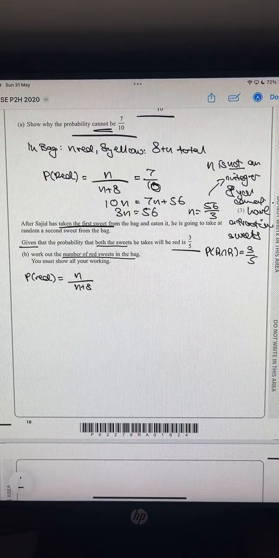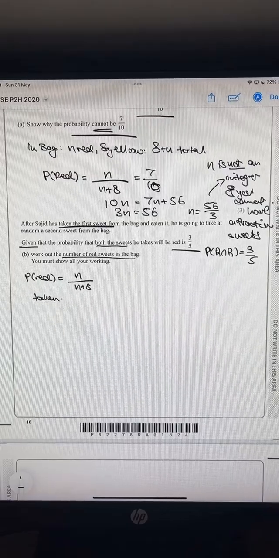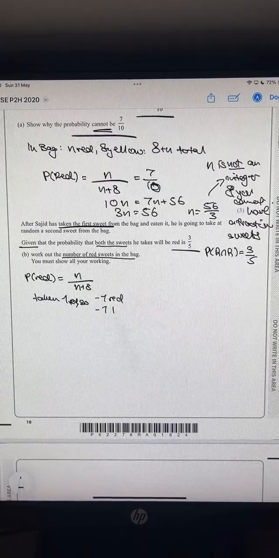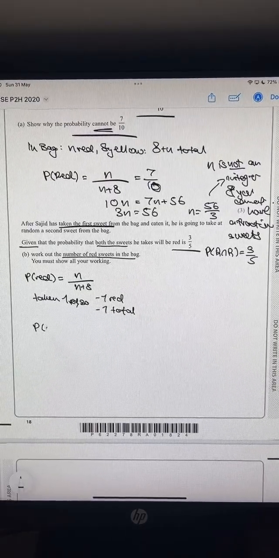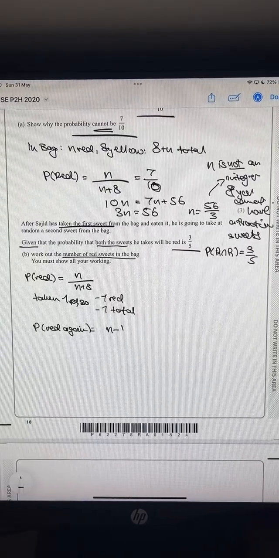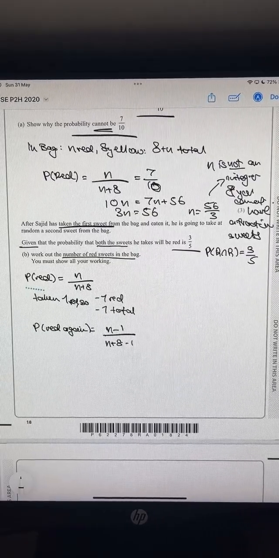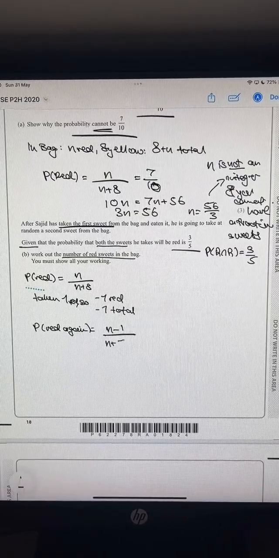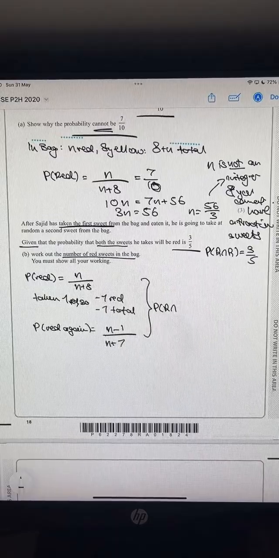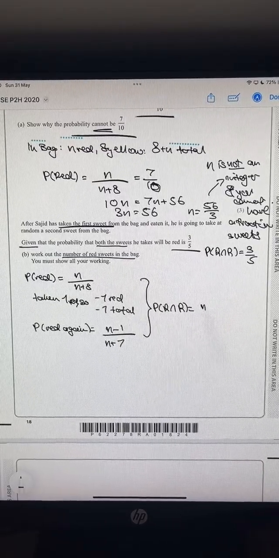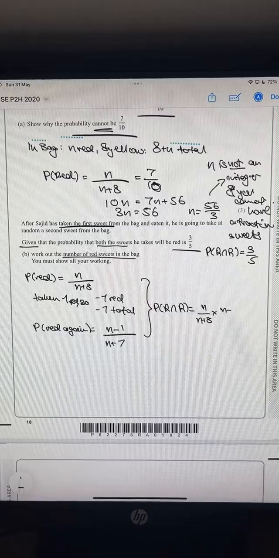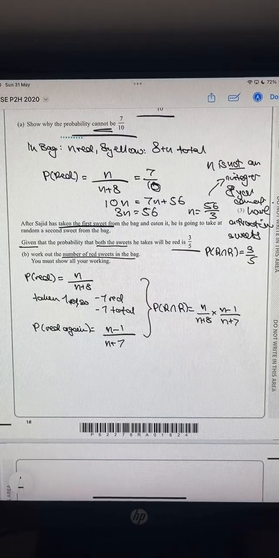But now Sajid has taken one out and he has eaten it. So we've taken one, and one red. So you minus one red and you minus one from the total. Then the probability of red, again, for the second one, is going to be equal to n minus 1 divided by n plus 8 minus 1, which is just n plus 7. So I know that the probability of red and red is going to be equal to n over n plus 8 times n minus 1 divided by n plus 7.